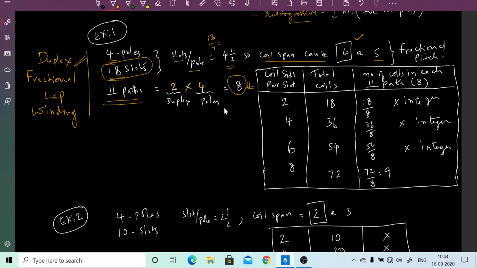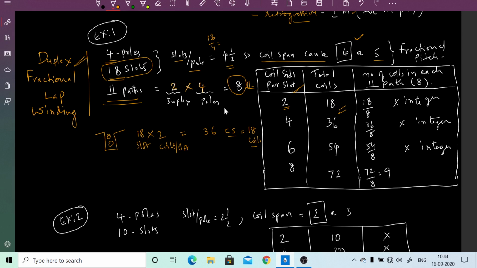Suppose if I take coil sides per slot equal to 2. So 18 slots, 2 coil sides, that is like this. 18 slots, this is coil sides per slot. So I have 36 coil sides, or otherwise 18 coils. Okay, 18 coils. So total number of coils on the machine armature is 18.